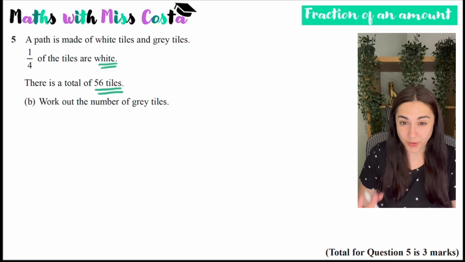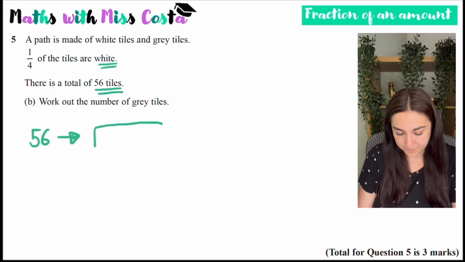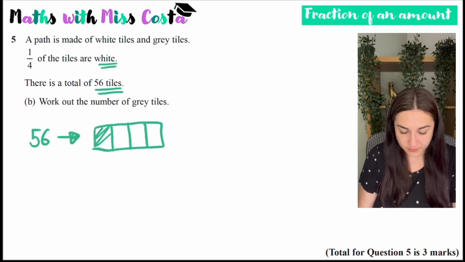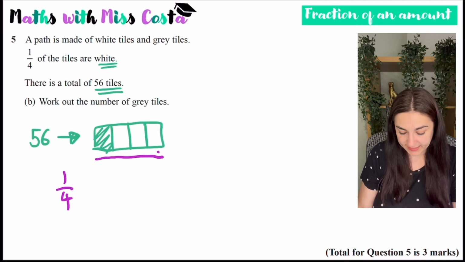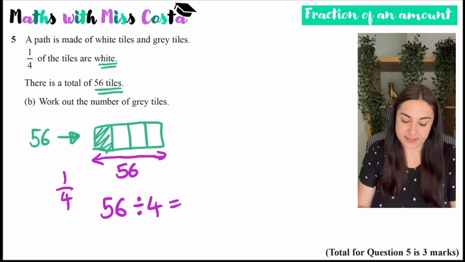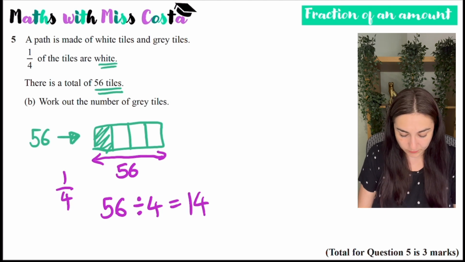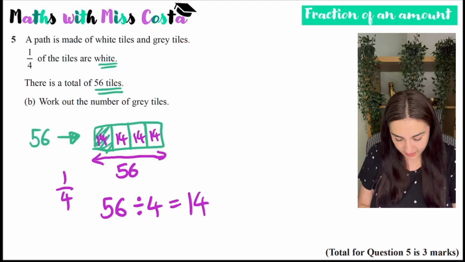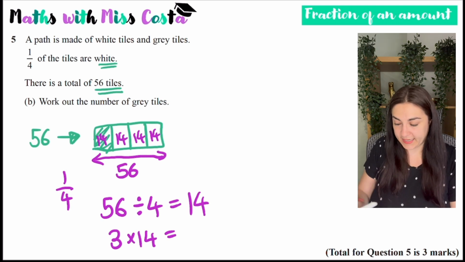Okay, so I know that there's a total of 56 tiles, and I know that a quarter of this are white tiles. So to work out a quarter, I can see that this 56 has been split into 4 parts. So I'm going to divide by 4 to work out what one part is. So 56 divided by 4 is 14. So I know that one part is worth 14. Therefore, to work out what 3 parts are, I would do 3 times by 14. 3 times by 14 is 42.